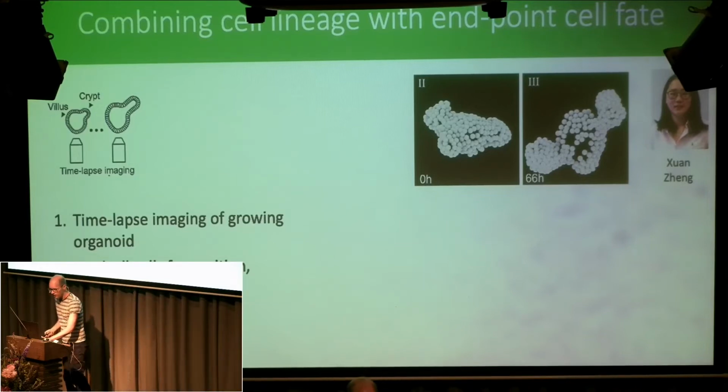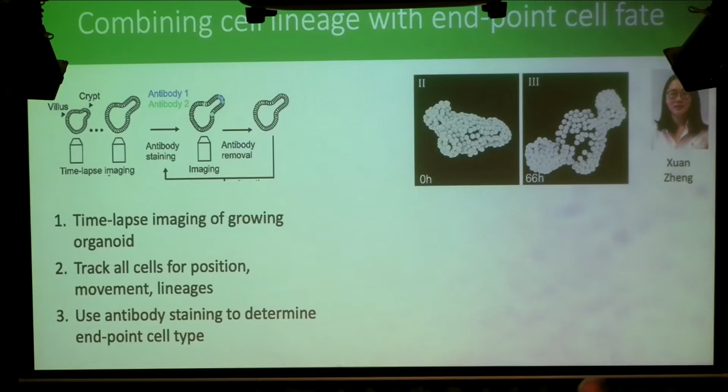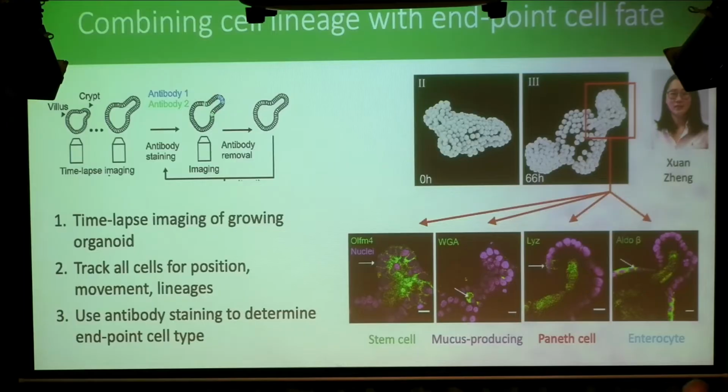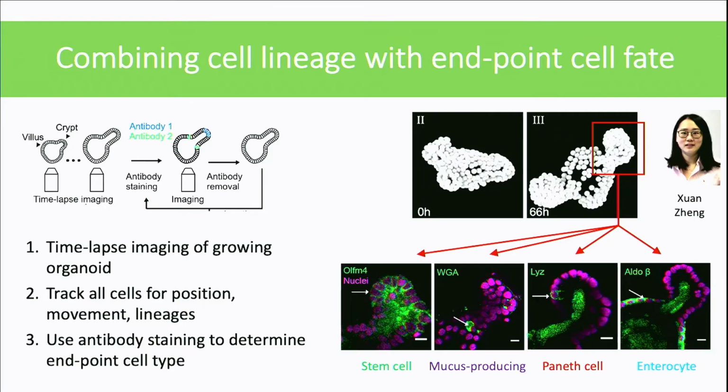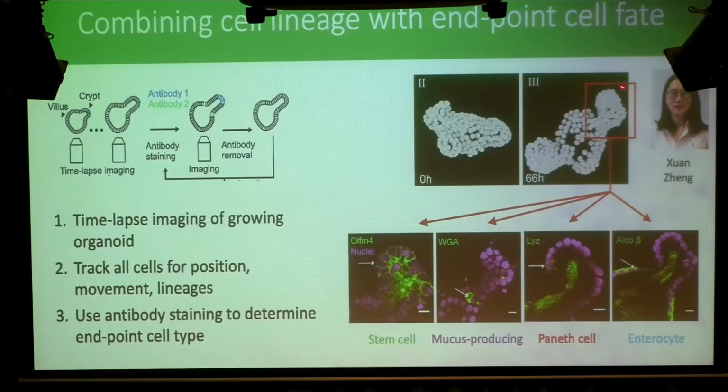But now what we do is, at the end point, we do different rounds of antibody staining. And each time we do that, we can stain for one of these 7 cell types that you find in the intestine. So this is an example of what this looks like for this crypt here. And here we use an antibody, Olfm4, to stain stem cells. And so here you can see that there's a group of stem cells. Wheat germ agglutinin is something that binds to the mucus that is produced by these goblet cells. And so here you can see a mucus-producing cell. Here a Paneth cell by lysozyme, and here you see these absorbing cells, enterocytes, by staining for aldolase B.